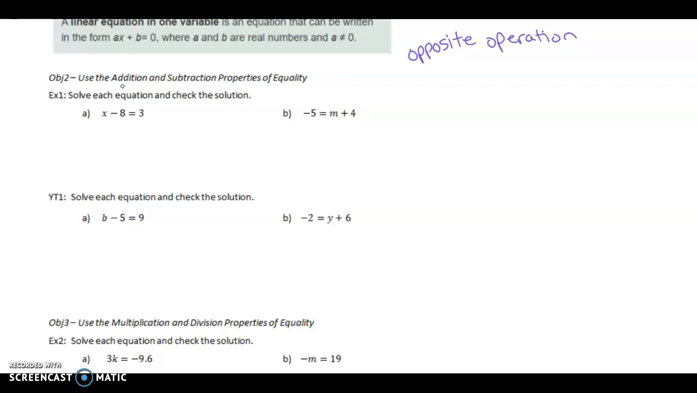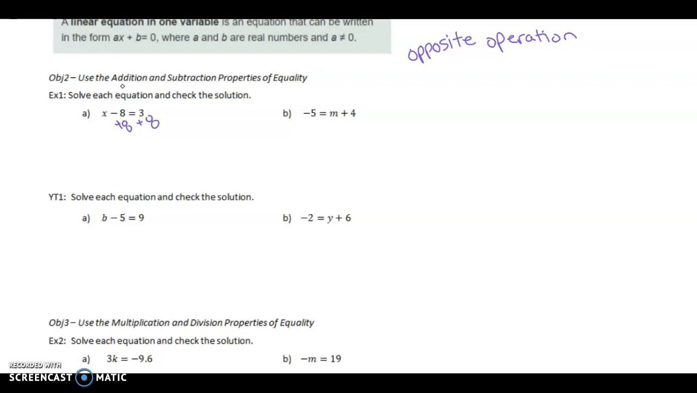So right now in example 1, part A, we have x minus 8 equals 3. So x has an 8 being subtracted from it, and if I want to solve for x, I'm going to do the opposite operation, which is adding 8 to both sides in order to solve for x. You're going to add 8 directly underneath the minus 8. That shows the opposite operation, and then whatever you do to one side of the equation, you're going to do to the other side of the equation.